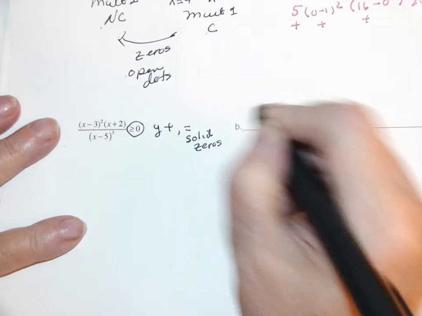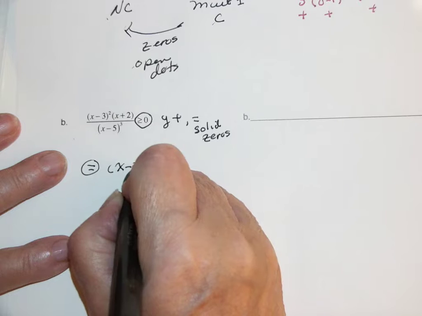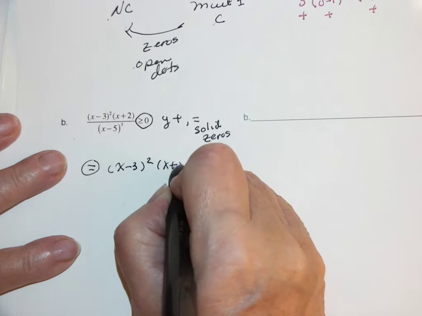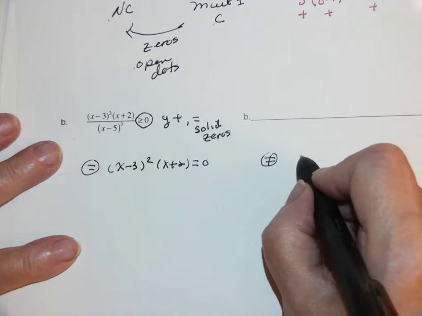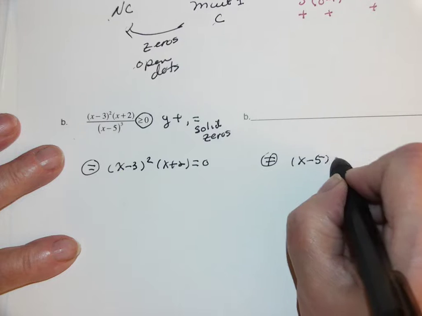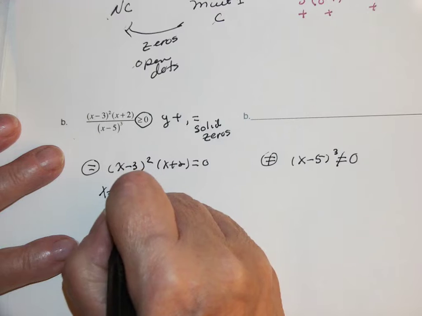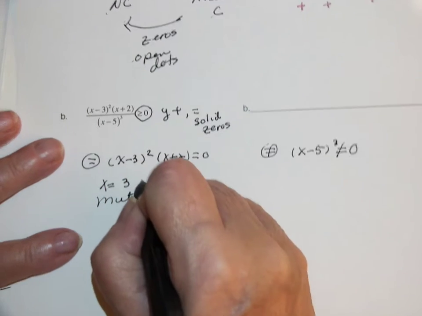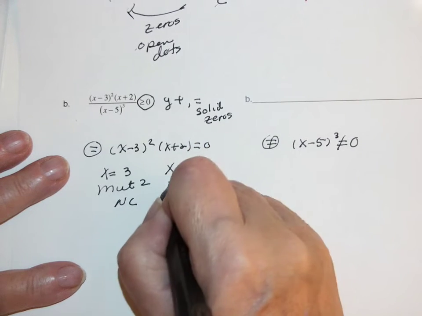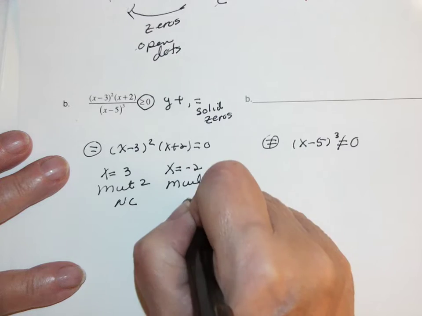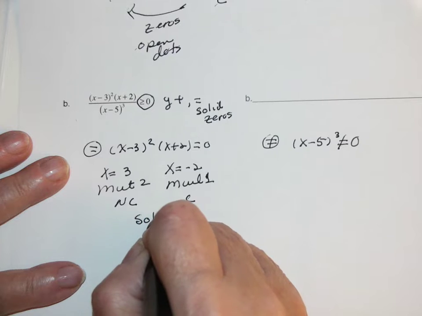zeros. So I first solve the equal equation, that's just the numerator. That's where (x minus 3) squared times (x plus 2) equals 0. The not equal, that's where the denominator, (x minus 5) cubed, can't be 0. This says x is 3, multiplicity 2, so there's no change. x is negative 2, multiplicity 1, so change. And since these are equal, these guys are solid.